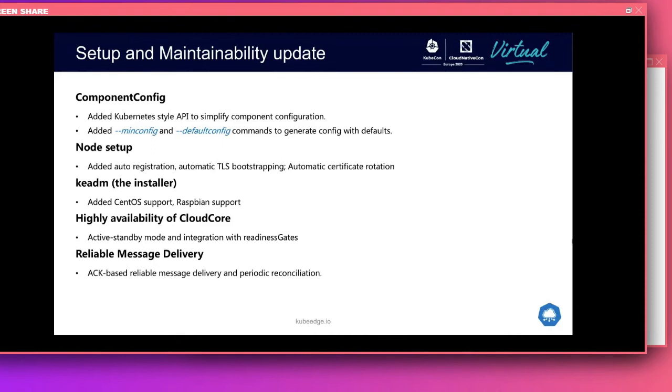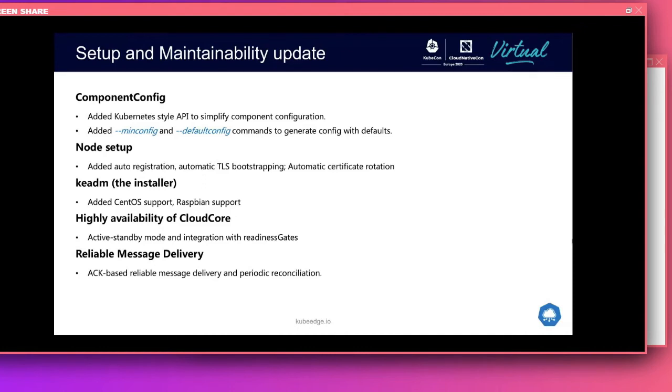We also have an installer tool called KubeEdge. Again, we are reusing the idea we have in vanilla Kubernetes in the data center. The recent enhancement is that we added CentOS support, and especially Raspbian support. So now users can easily use one command, KubeEdge join, to set up a node on the Raspberry Pi.